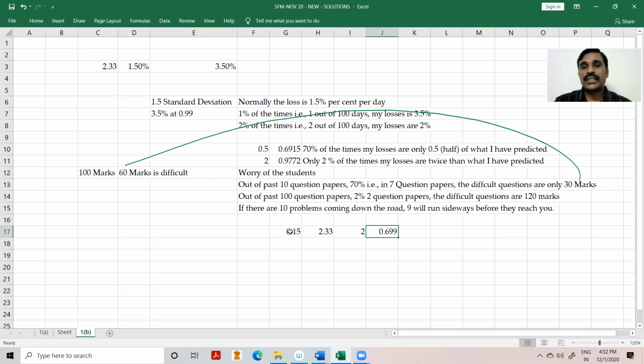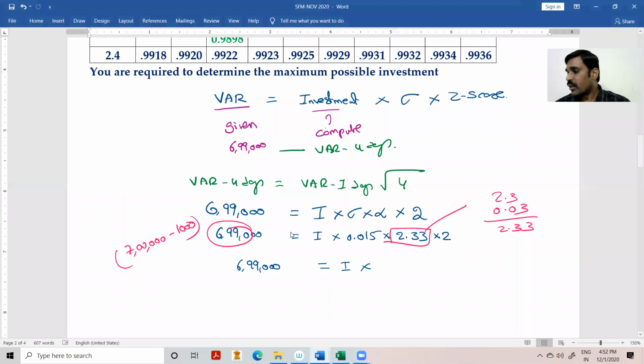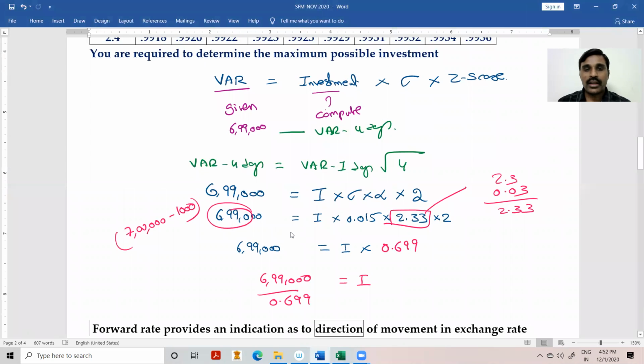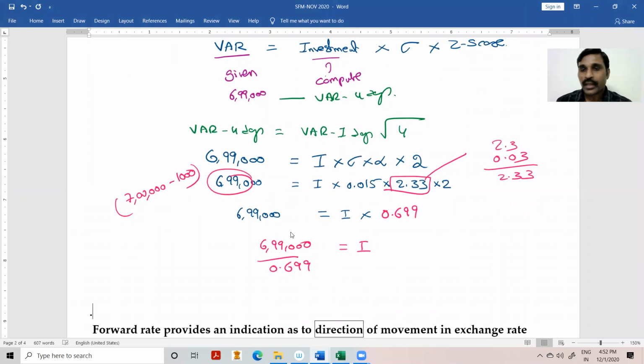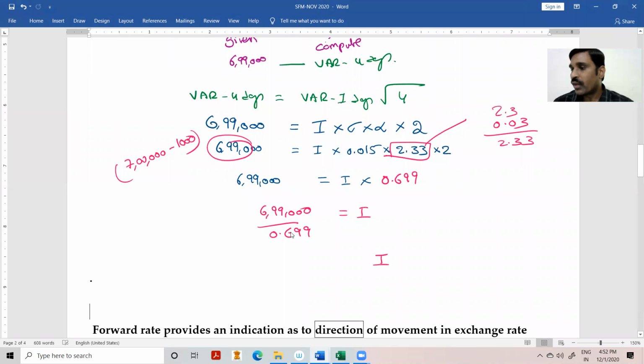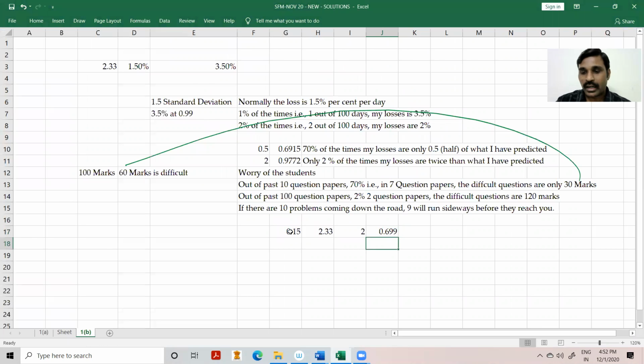If I multiply all those figures, you will get 0.0699. So I is equal to 6,99,000 divided by 0.0699. Okay? Right. So what is the investment now? 6,99,000 is my value.